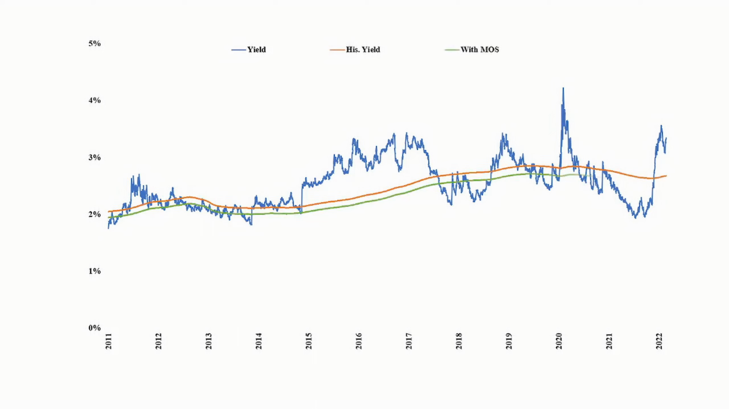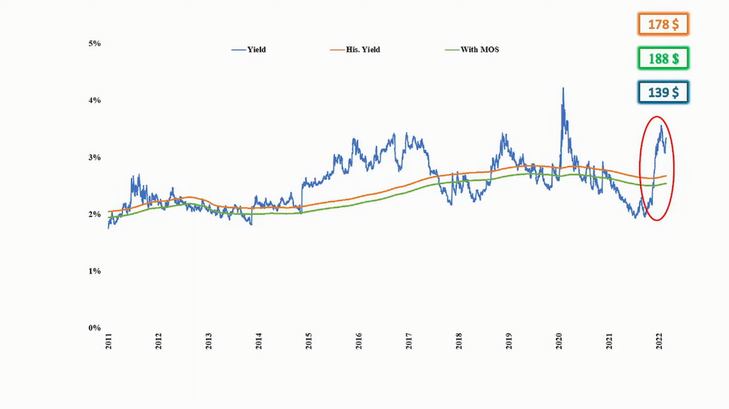As seen in the graph, the historical yield line and the margin of safety are under the yield curve. Therefore, I consider the stock as undervalued. Finally, I consider the stock at its fair value when the price is $178. I will buy the stock at $188, and the stock price is currently at $139.